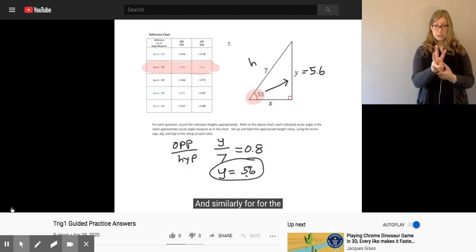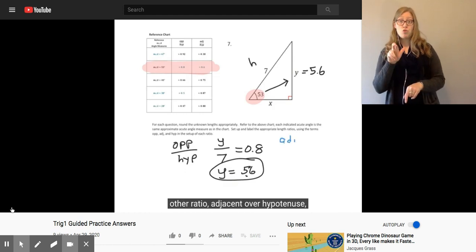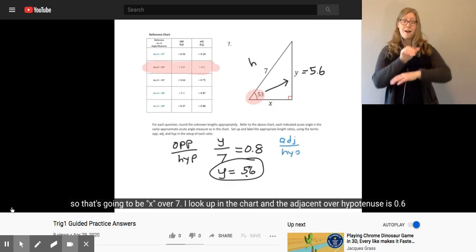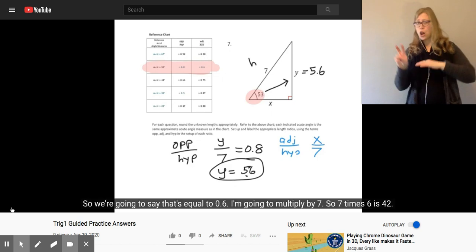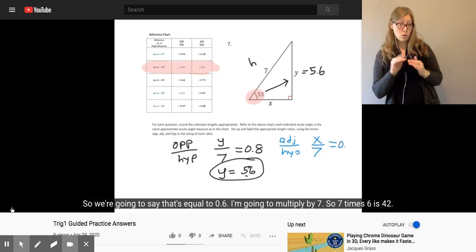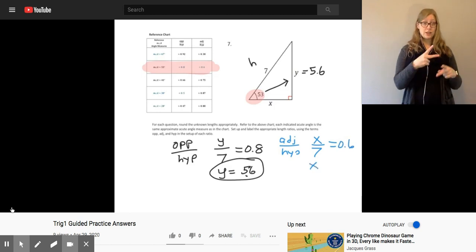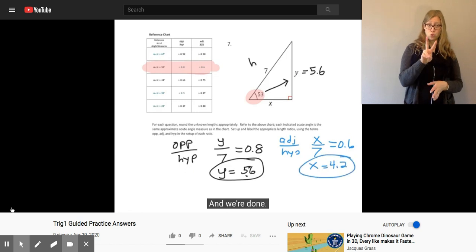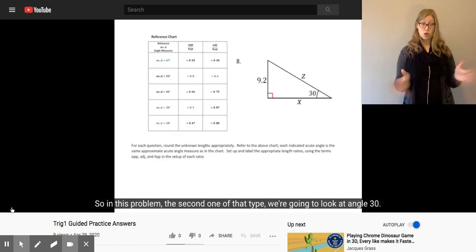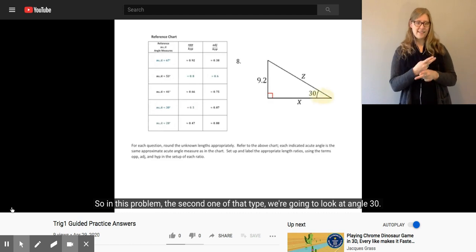And similarly for the other ratio, adjacent over hypotenuse, that's going to be x over 7. I look up in the chart, and the adjacent over hypotenuse is 0.6. So we're going to say that's equal to 0.6. I'm going to multiply by 7, so 7 times 6 is 42. There's one decimal place, so it's going to be 4.2. And we're done.